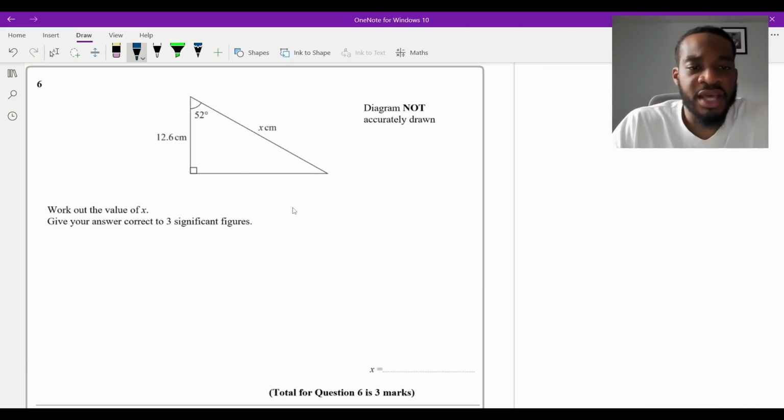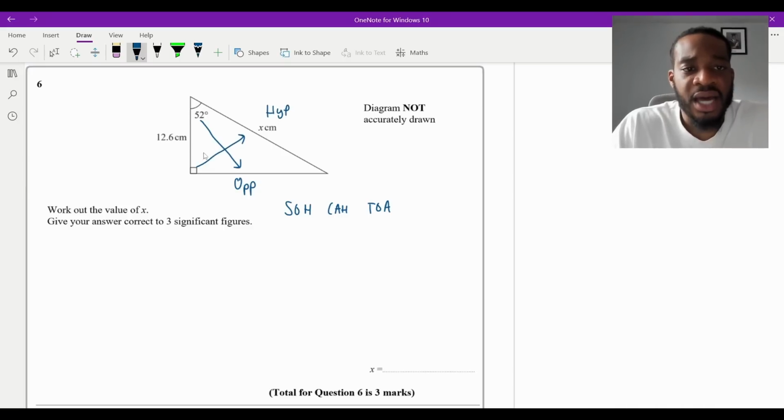So I'm going to write the acronym SOHCAHTOA. And what you always want to do first, even before writing an acronym, is label your right angle triangle. So remember, the side opposite the angle is always called the opposite side. The side opposite the right angle, the diagonal side, is always called the hypotenuse. And the side in between the right angle and the actual acute angle is always the adjacent, right?